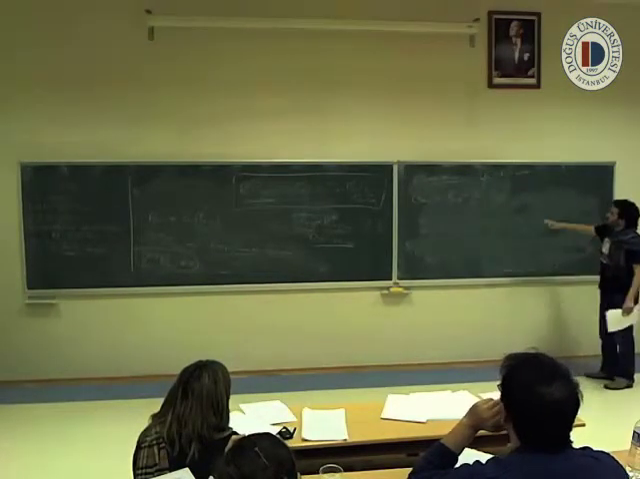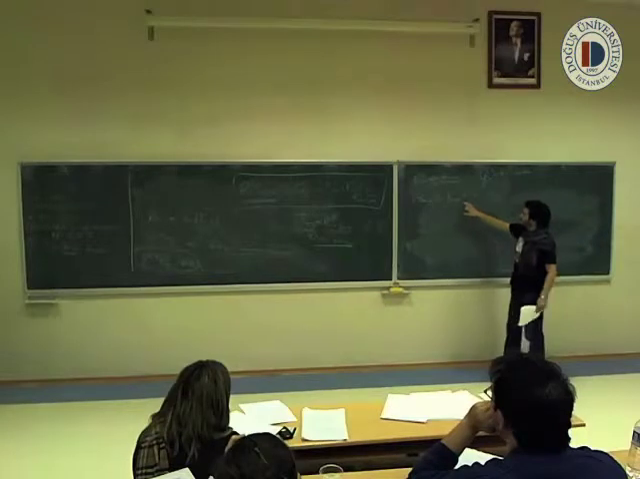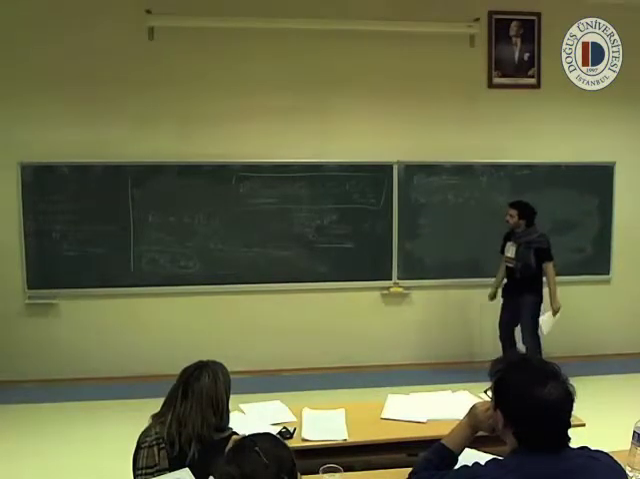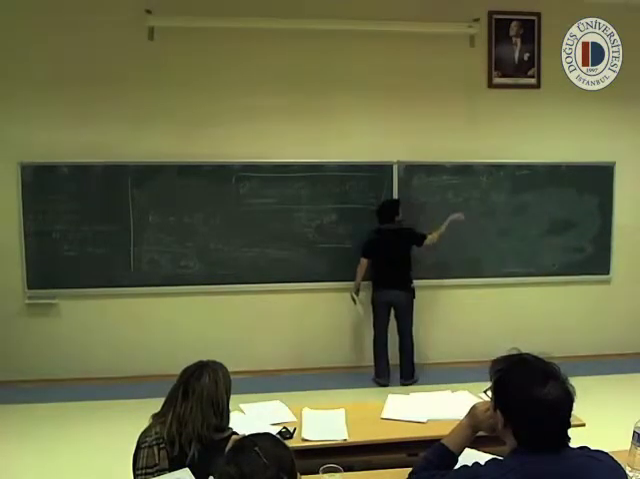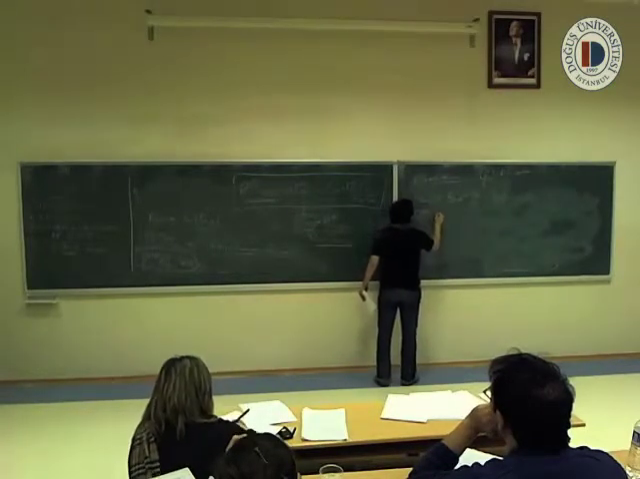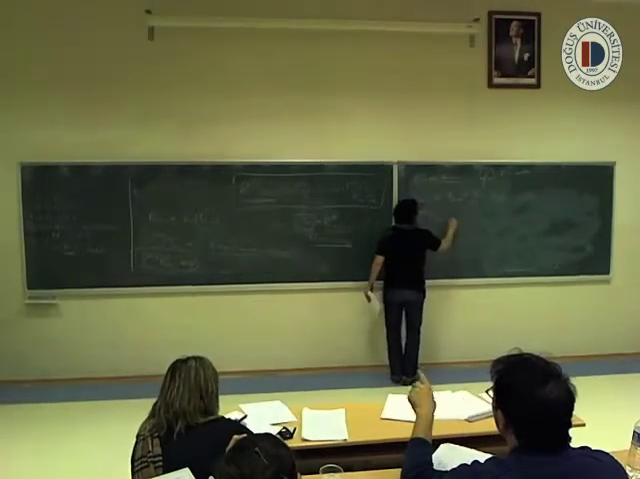So this is a tensor, this is a tensor, this is a tensor, so this should be a tensor, which is nice. And then you can show, this is again one of the problems, that the covariant derivative nabla mu acting on G mu nu equals 0.